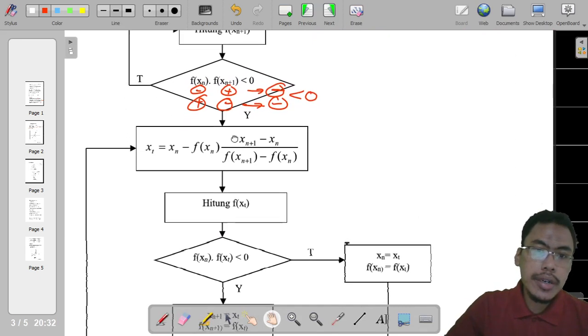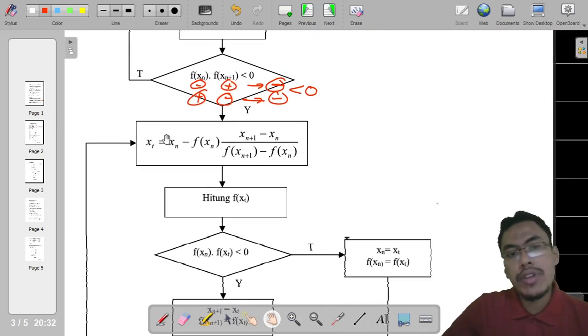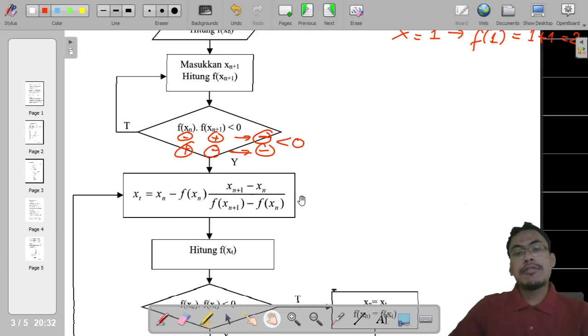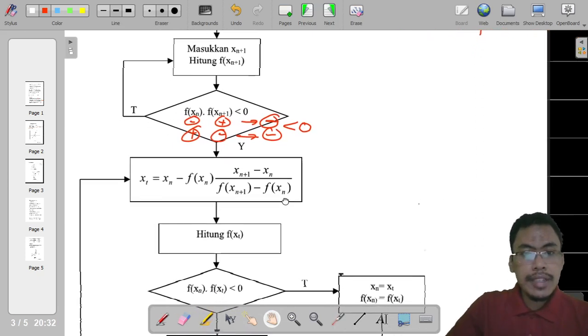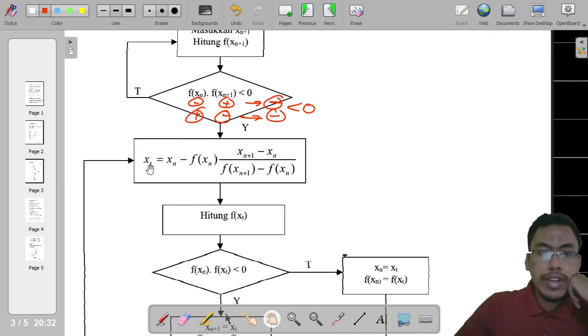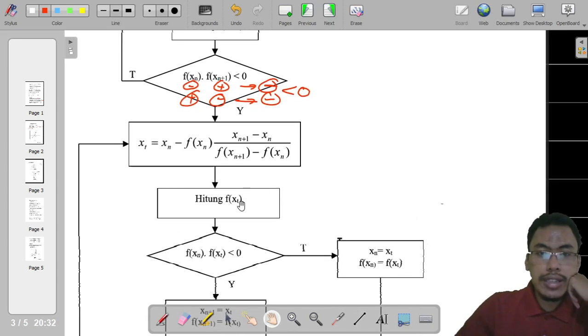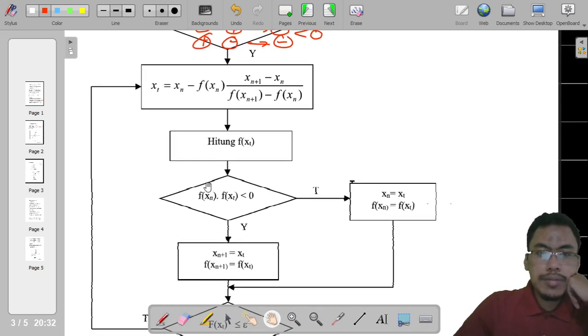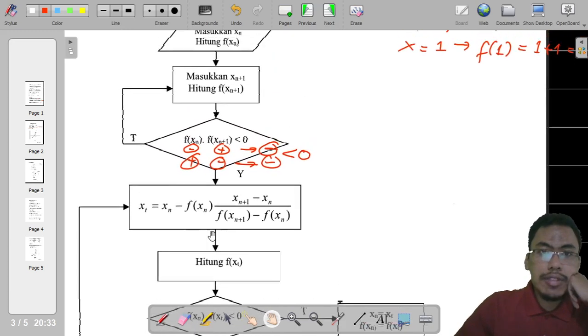We calculate the value of xt. We put xn here and then minus f(xn) times (xn+1 minus xn) divided by (f(xn+1) minus f(xn)). After we got the value of xt, we put the value of xt into the function, so we get f(xt). After that we calculate the value of f(xn).